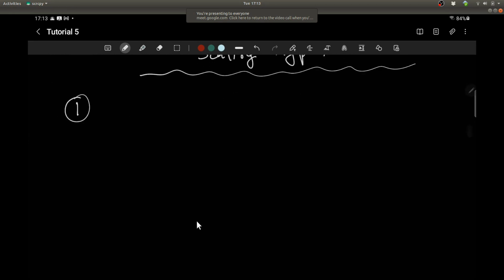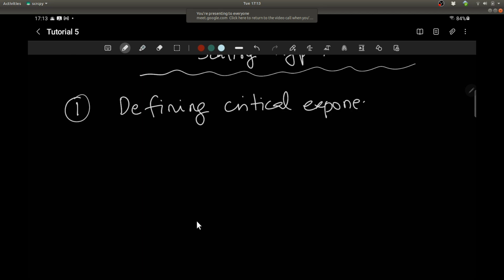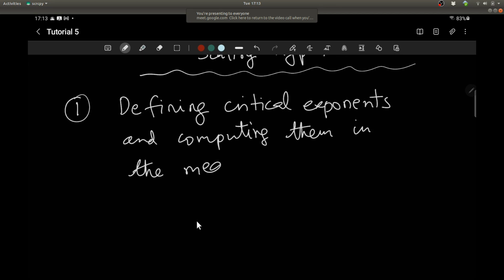So problem one is about defining critical exponents and computing them in the mean field theory approach. Okay, so just give me a second. I don't want to keep going back and forth, so I'll bring my notebook. I just need a minute to bring it.